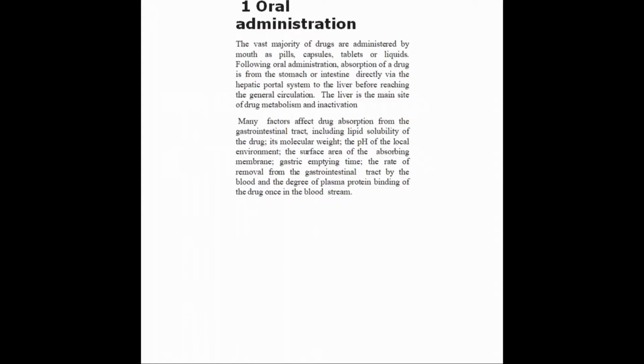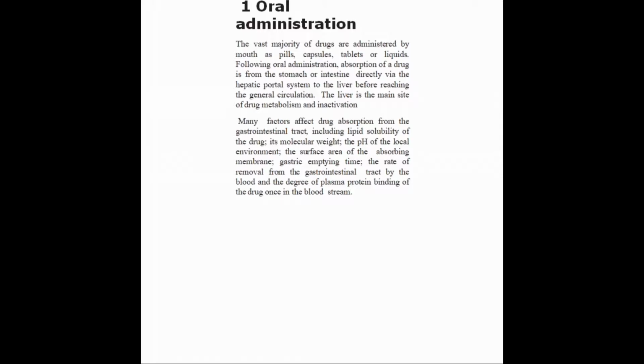Oral administration. The majority of the drugs we use are administered through the mouth. It can be a pill, a capsule, a tablet, or a liquid. When you give a drug through the oral route, it is absorbed from the stomach or intestine. When it's absorbed from the intestine, it's moved to the hepatic portal system, then it's moved to the liver. From the liver, it moves to the general circulation. It is absorbed into the blood and moves to the brain, to the hands, to every part of the system.